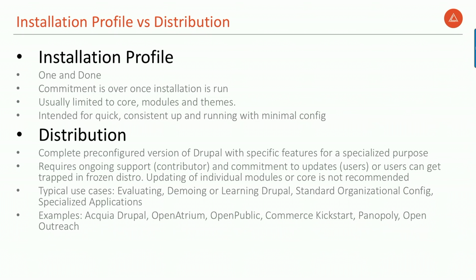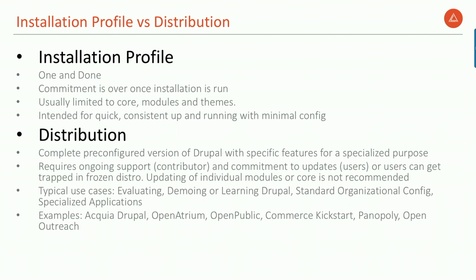Typical use cases, though, it's great for evaluating, demoing, and learning Drupal. In our case, we're going to use it as a standard organizational config, and for specialized applications. Some of the ones that are out there, you guys have probably seen the usual suspects. Acquia Drupal, which is primarily for giving a consistent environment. Open Atrium, which is a collaborative project and team platform. Open Public, which is used for municipalities and state governments.